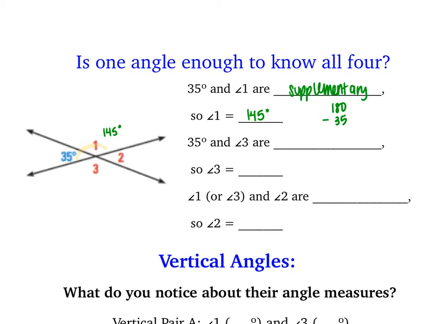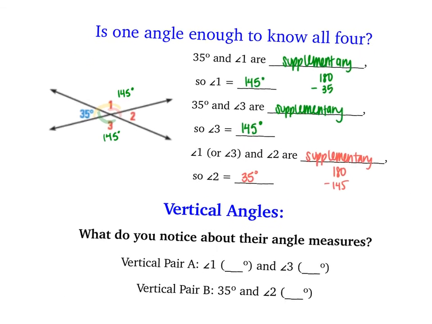Then I could reverse gears, and instead of looking at 35 degrees and angle 1, I could look at 35 degrees and angle 3, because those are also supplements. So I know those also have to equal 180 degrees, which means angle 3 is also 145 degrees. For that last angle, angle 2, I could look at the relationship between angle 1 and angle 2, or between angle 3 and angle 2, because both of those form a supplementary pair as well. This time, instead of using the 35 degrees, I'm going to say 180 minus 145 gives me angle 2, and that is 35 degrees.